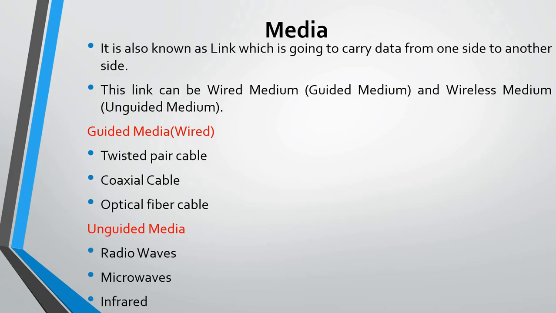Okay, next comes the unguided media. Unguided media is a wireless medium, where signals are sent in the form of radio waves, microwaves, and infrared waves through which data is sent to the other side of a network.